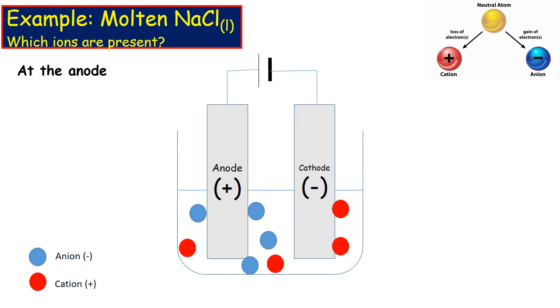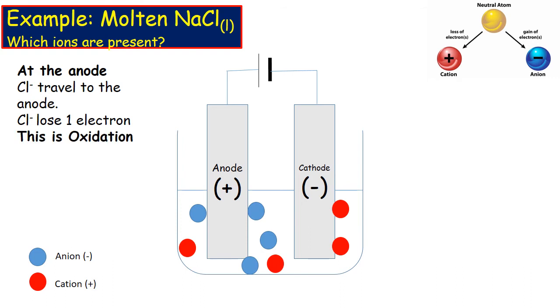So let's look at the anode. At the anode, our positively charged electrode is going to be attracting those negative ions. So in this case, the chlorine is going to travel to the anode. The chlorine is going to lose an electron when it's at the anode, and this is oxidation. So we can write this as an expression or an ionic equation. So we have Cl- minus 1 electron forms chlorine, the element.